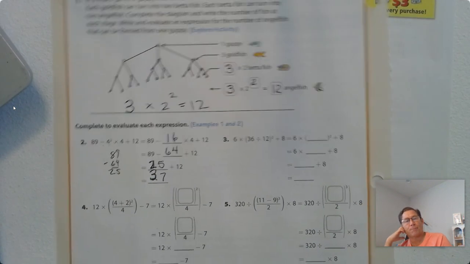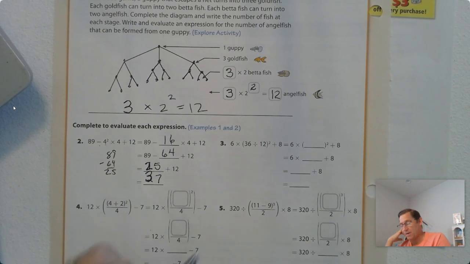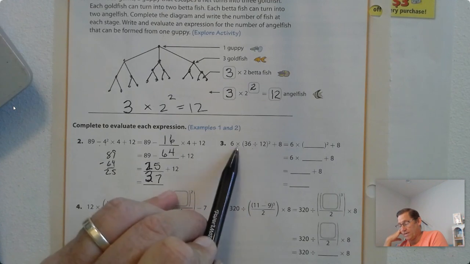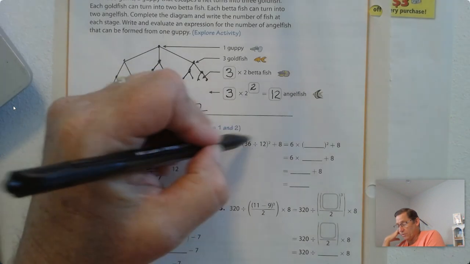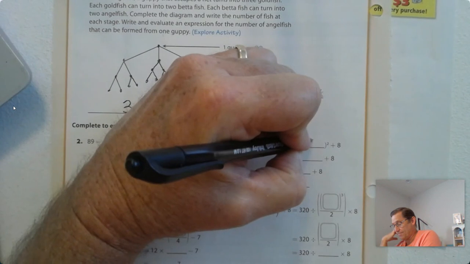All right, number 3. 6 times the quotient of 36 and 12, squared, plus 8. So we have to do what's inside parentheses first. So we're not going to do anything with the multiplication, nothing with the exponent, nothing with the addition. All we're doing is what's inside the parentheses. So 36 divided by 12 is 3.